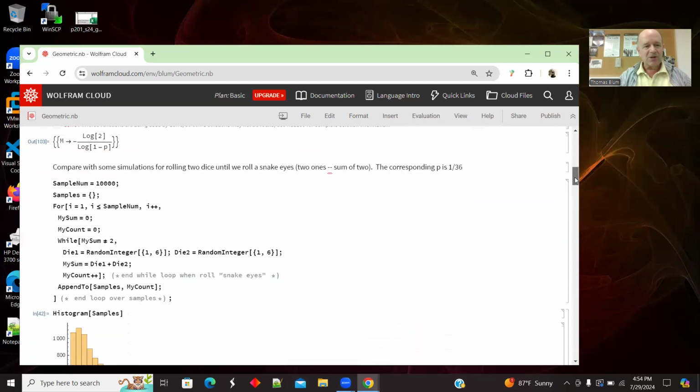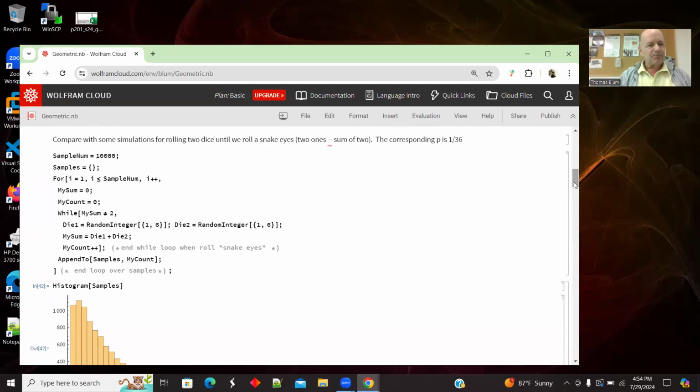Now let's do some simulation. And my favorite example is rolling snake eyes. How many times do I roll the dice until I roll snake eyes? And so here is my simulation. I have a while loop inside a for loop. So I have a number of samples. Here I chose 10,000. I'm going to collect the samples. The samples are going to be how many times I rolled the dice until I got snake eyes.